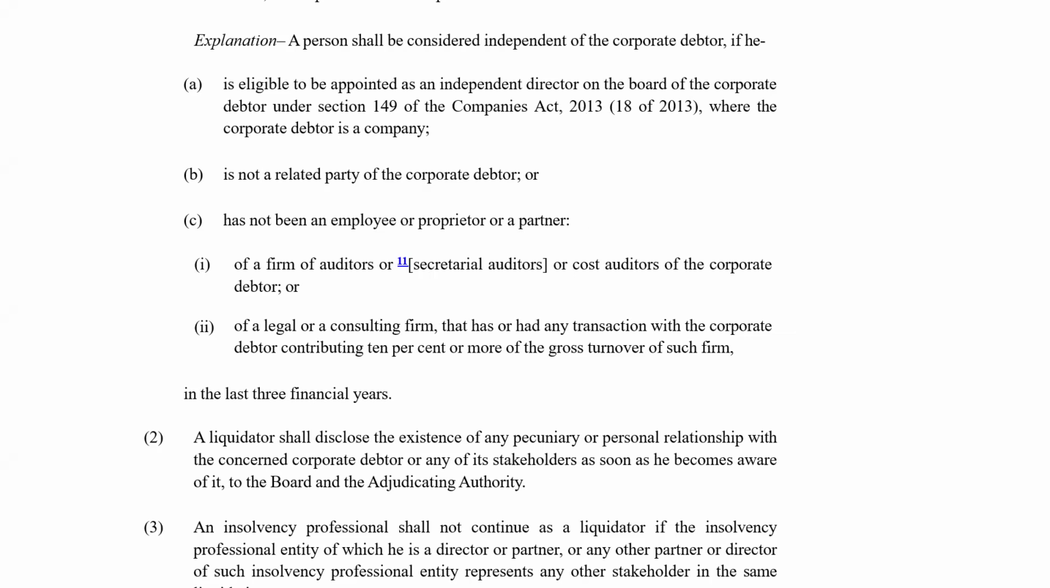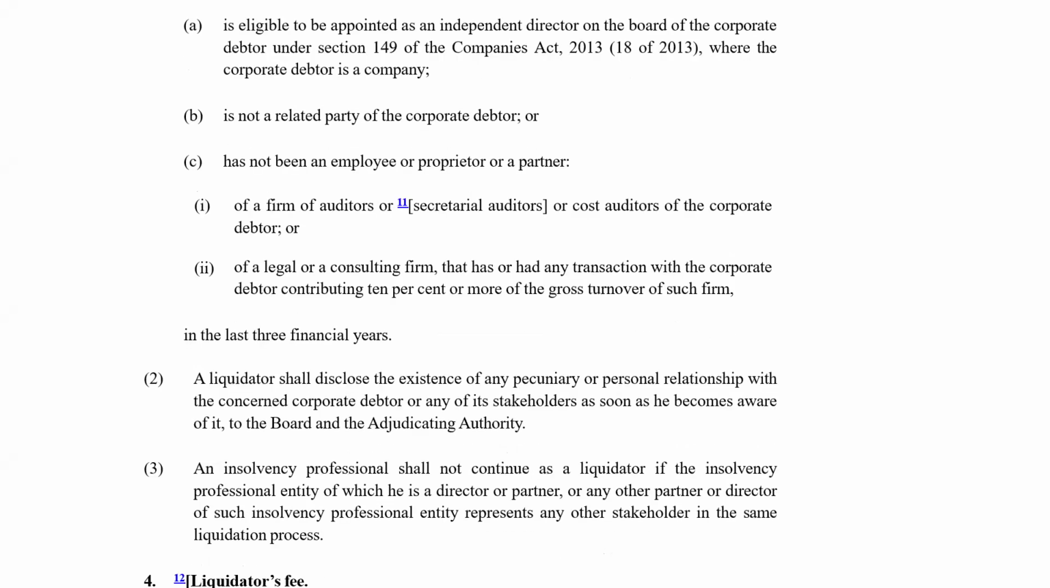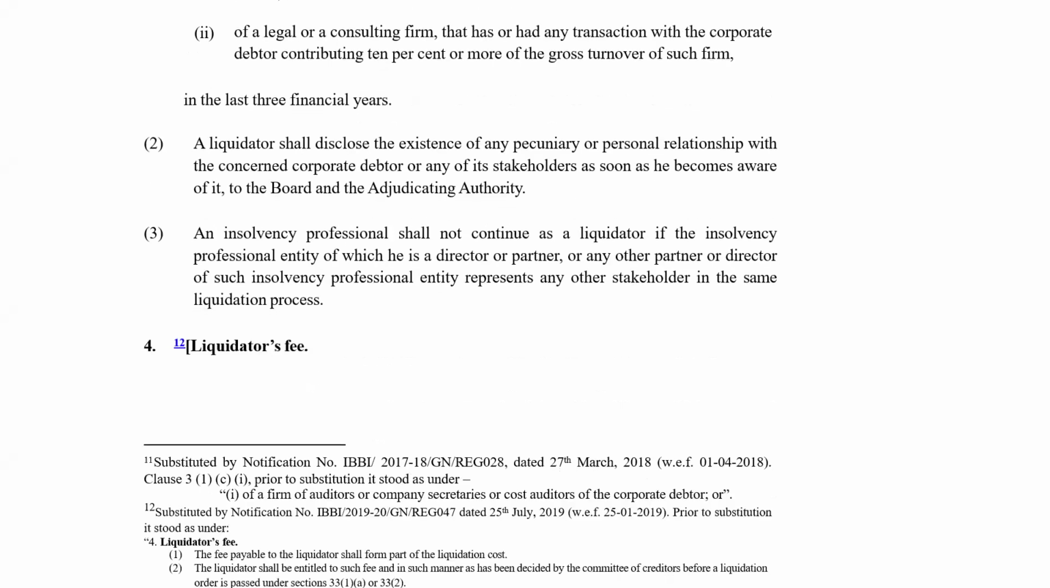Besides that, a liquidator shall disclose the existence of any pecuniary or personal relationship with the concerned corporate debtor or any of its stakeholders as soon as he becomes aware of it to the board and the adjudicating authority. What is this point? Disclosure of existence of any pecuniary or personal relationship. The point here is there could be a situation where you can be appointed, but there is an additional onus on you of disclosing the relationship, pecuniary or personal relationship.